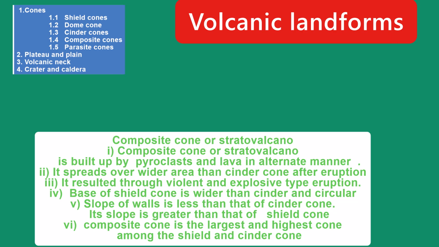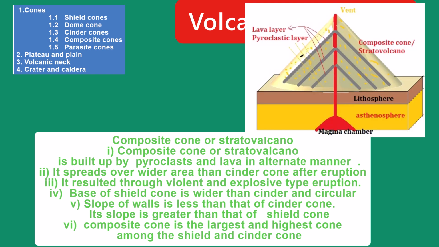Composite cone or stratovolcano. 1. It is built up by pyroclasts and lava in an alternate manner. 2. It spreads over a wider area than cinder cone after eruption. 3. It results from violent and explosive type eruption. 4. The base of this cone is wider than cinder cone and circular. 5. The slope of its walls is less than that of the cinder cone. Its slope is greater than that of shield cone. 6. Composite cone is the largest and highest cone among the shield and cinder cone.